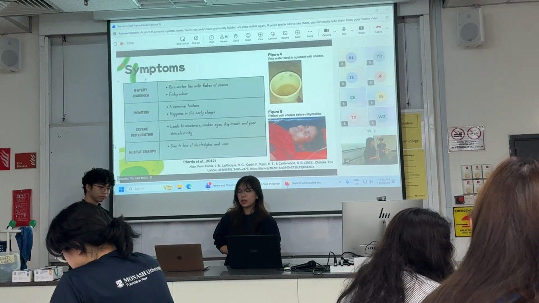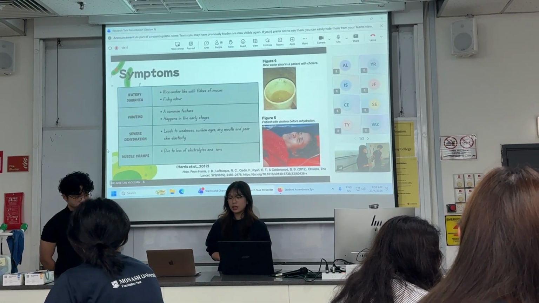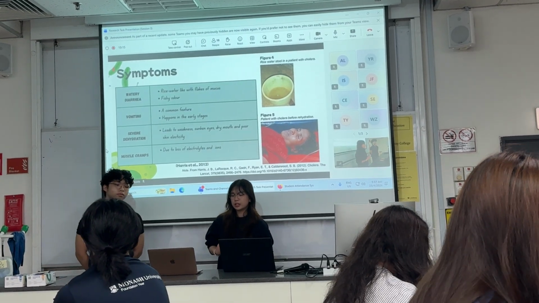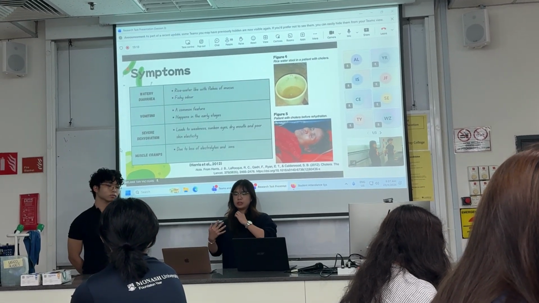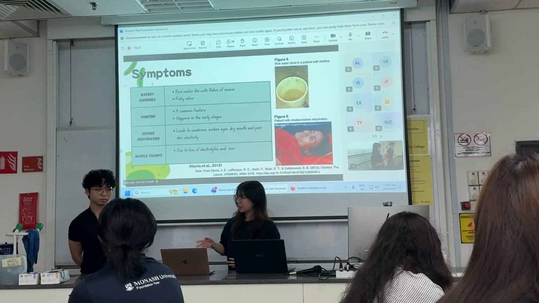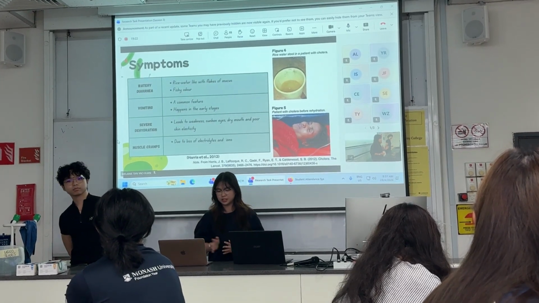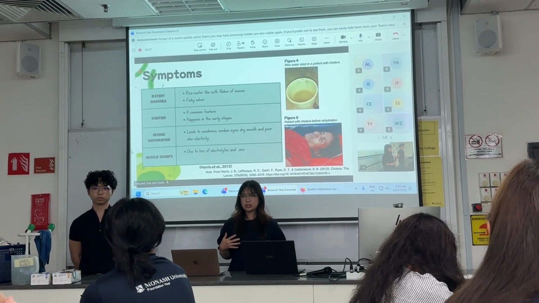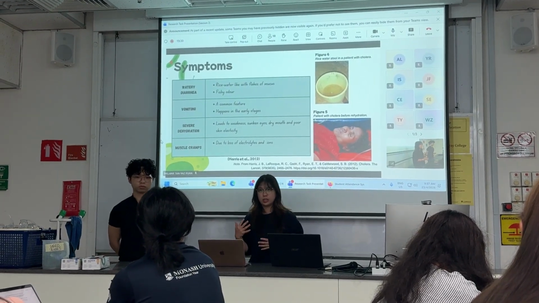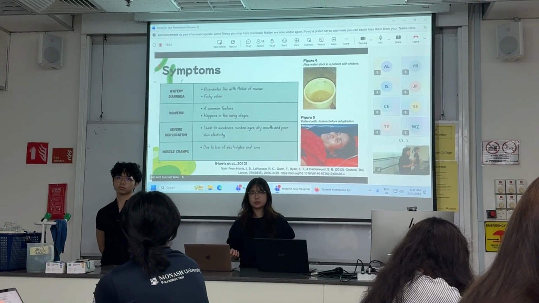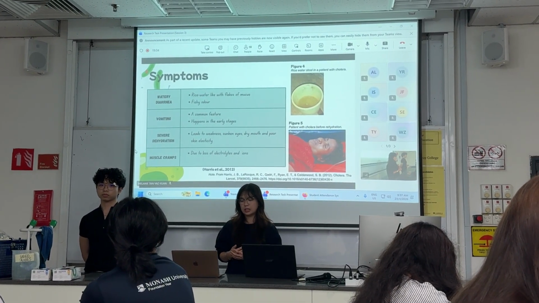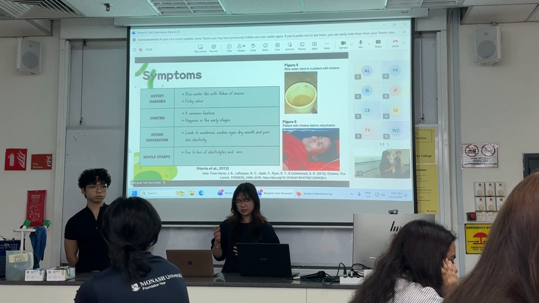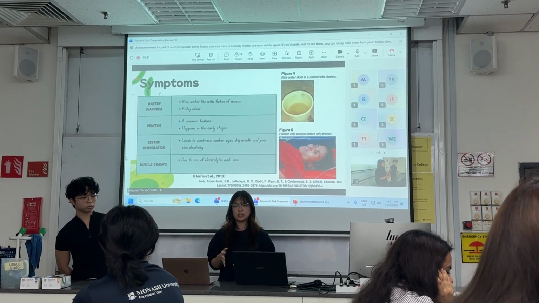So when you get cholera, you will get symptoms like watery diarrhea, vomiting, severe dehydration, and muscle cramps. For watery diarrhea, you will notice that it's rice-water-like, as you can see in video 4. It's a bit disgusting, sorry. You will get vomiting, but it's in the early stages. And you will get severe dehydration. It will lead to weakness, sunken eyes, dry mouth, and poor skin elasticity. And you'll get muscle cramps due to loss of electrolytes and ions.